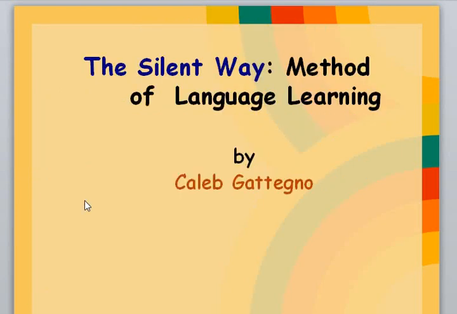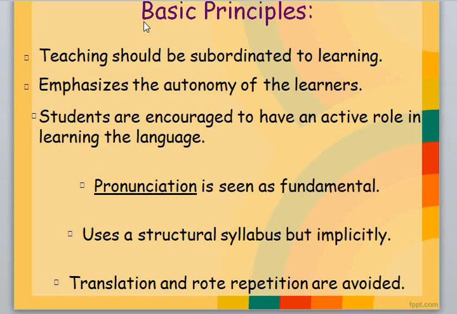After the audio-lingual method, you were taught about the Silent Way. This is a method of language learning. The basic principles of this method are: teaching should be subordinated to learning, and it emphasizes the autonomy of the learners. Students are encouraged to have an active role in learning the language. Pronunciation is seen as fundamental, and it uses a structural syllabus but implicitly. Translation and rote repetition are avoided.